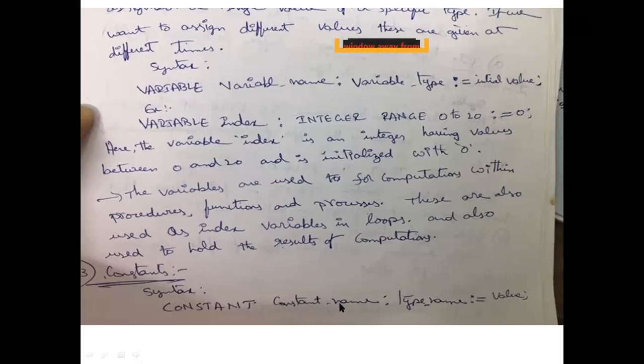constant bus_size colon, type name. At the type name you mention integer. After that you put this operator.